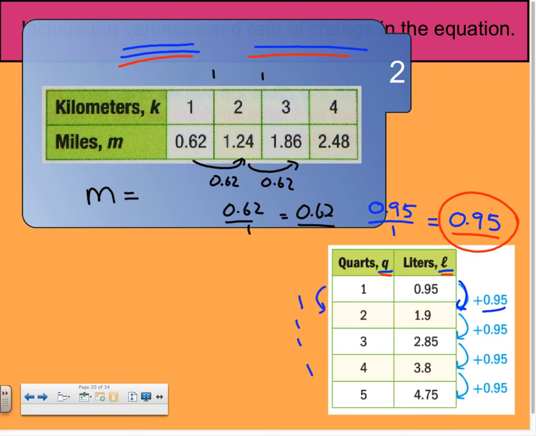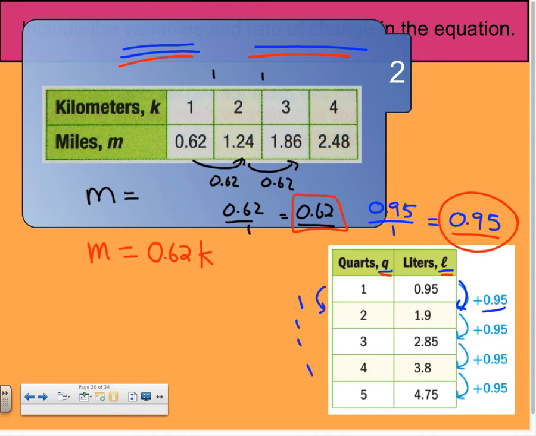So I know if I take my kilometers and I multiply by 0.62, that will give me the number of miles. So how can I write that in an equation? So once again, miles is going to equal the rate 0.62 multiplied by the kilometers.